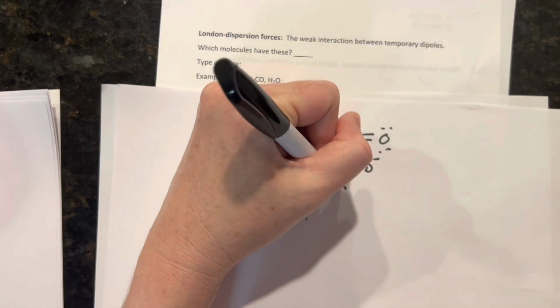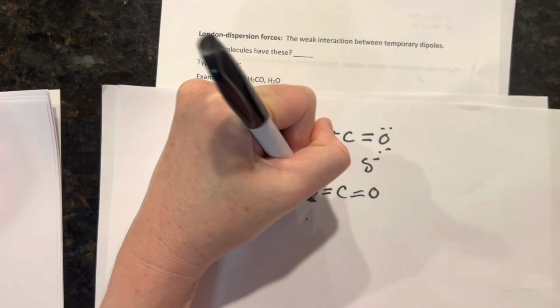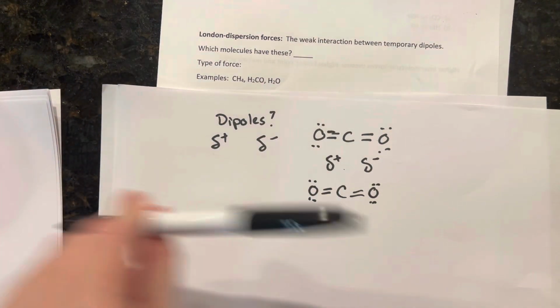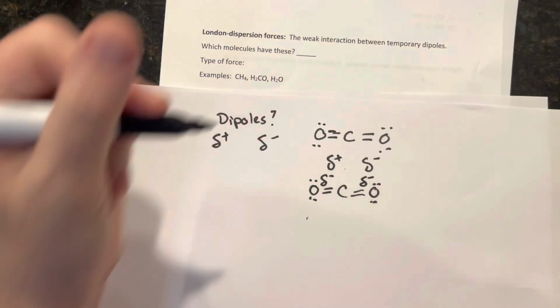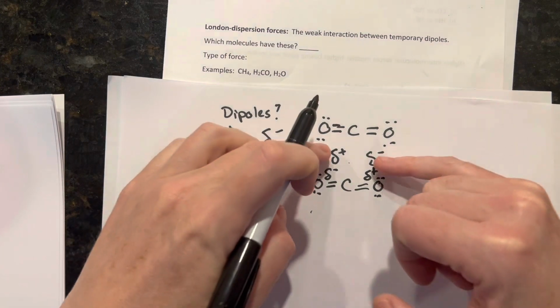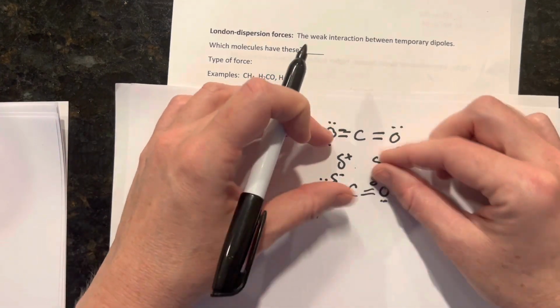And let's say you have another molecule that happens to, at that exact same time, have the exact opposite situation where more electrons are over here, creating a partial negative over here, and fewer electrons would be on that side, creating a partial positive. Now you have these little weak magnets, and that is what holds these carbon dioxides together.